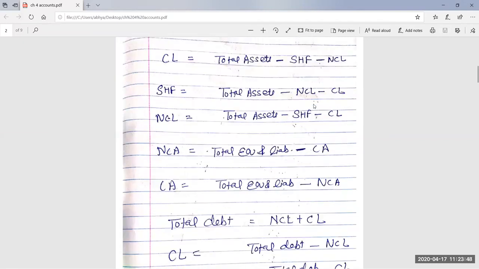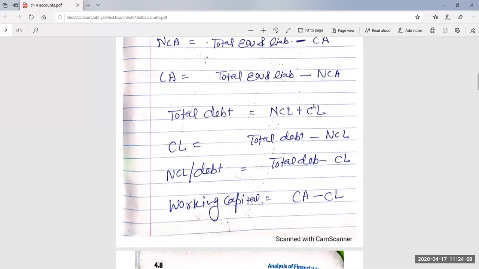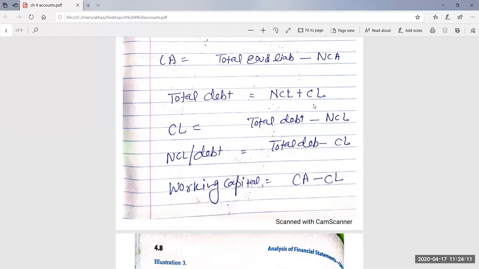If we have to find out non-current assets, and the total assets or the total liabilities are given, it doesn't make any difference because both are the same. So we can write total equity and liability or total assets, whatever is given, minus current assets. Current assets, total equity and liability minus non-current asset. Total debt, I told you earlier, is non-current liability plus current liability. If total debt is given and we have to find out current liability, then total debt minus non-current liability. Debt means only the non-current liability and total debt means non-current plus current. Total debt minus non-current liability gives current liability.